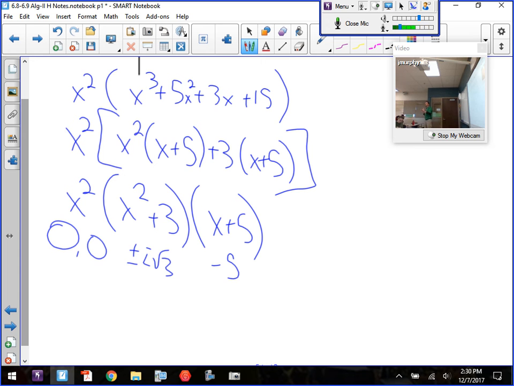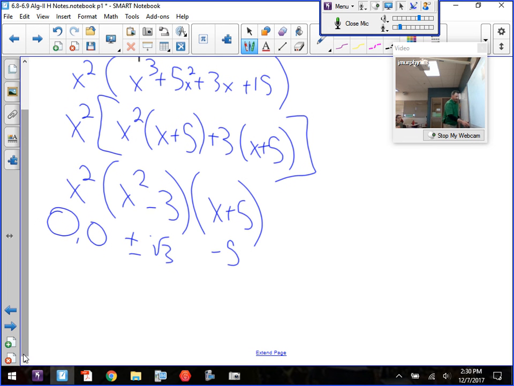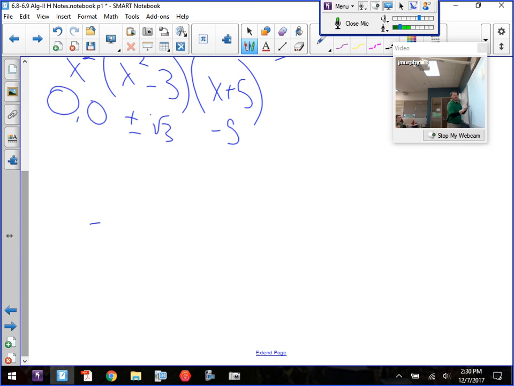Now, what if, just for argument's sake for this problem, I wanted to make sure I showed you an example of how to graph something with multiplicity. Let's just say this was a negative, and this was just plus or minus root 3, for our purposes. Is that okay? Now, if I want to graph this, I plot 0, negative root 3, positive root 3, and negative 5.